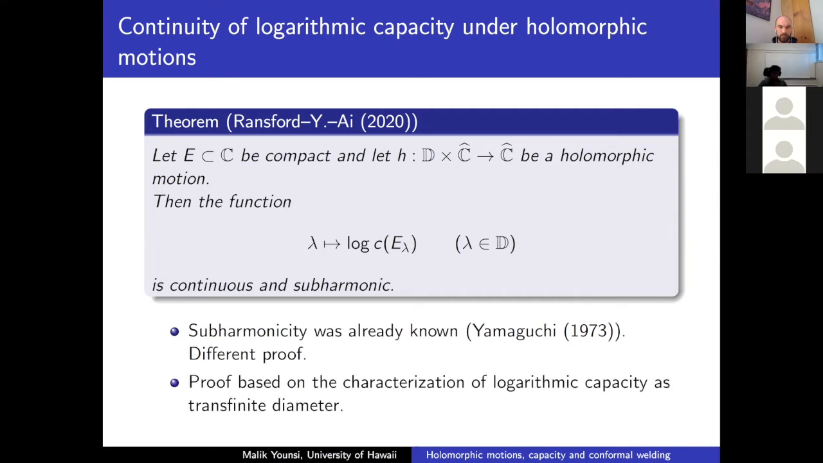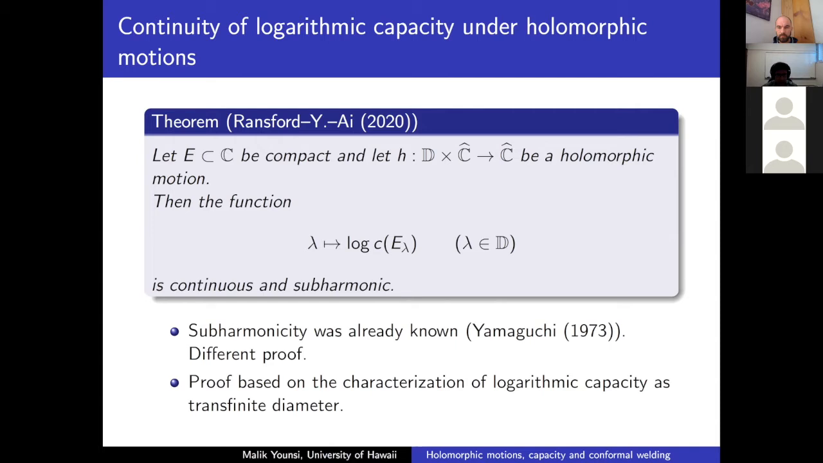Also, I'm not going to talk much about the proof of that result because I want to spend more time on the other result. But the proof is based on the characterization of logarithmic capacity in terms of transfinite diameter. So the idea is you can use transfinite diameter to prove that this function, the log of the logarithmic capacity, is a decreasing limit of functions that are pointwise supremum of harmonic functions, and such functions are always continuous. So that's how you get that the function is subharmonic and continuous. Okay.